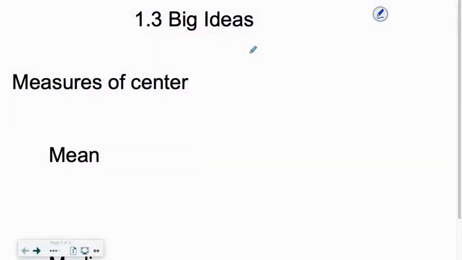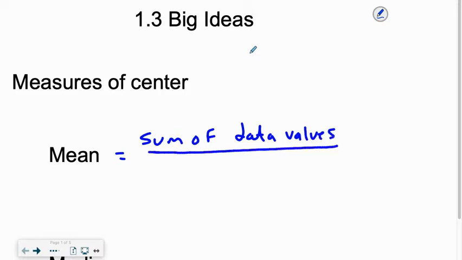Today we're going to go over the big ideas for section 1.3. First thing, measures of center. We have the mean and the median. So to find the mean, you take the sum of all the data values, and you divide it by the number of data values.